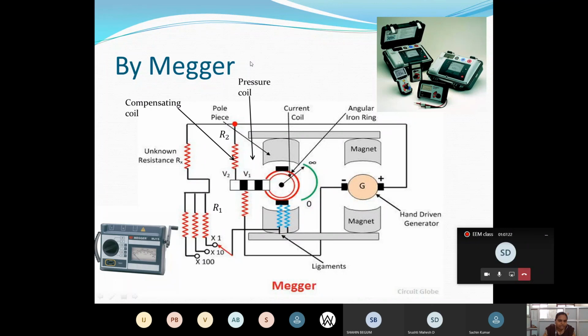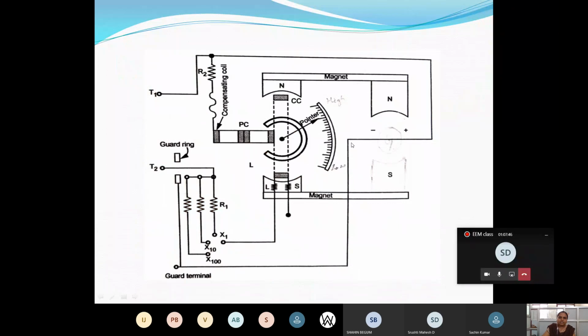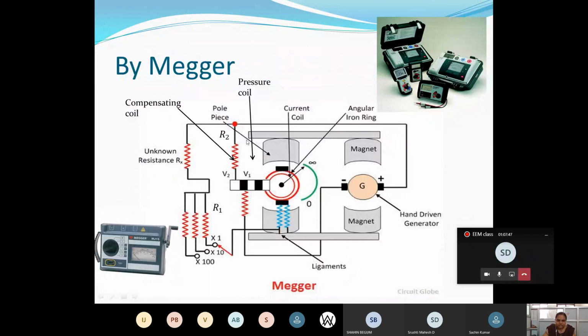But by using a Megger, we can test high resistance values. This is the digital Megger circuit and this is the analog, or hand driven, Megger meter. This is the construction. You can draw this diagram or this diagram. Both are the same, with a small difference in construction.